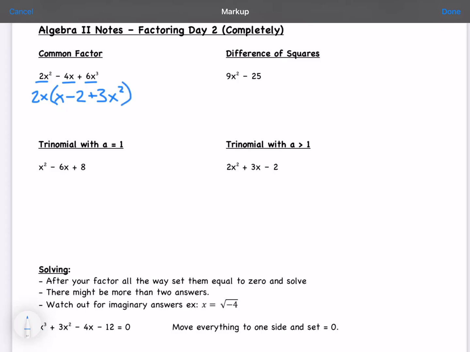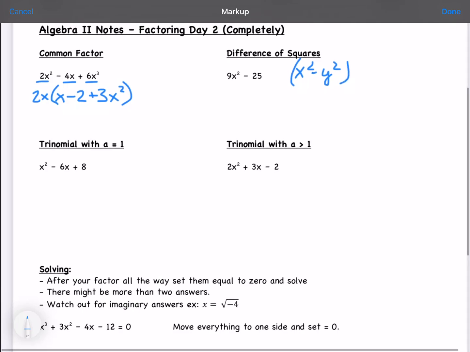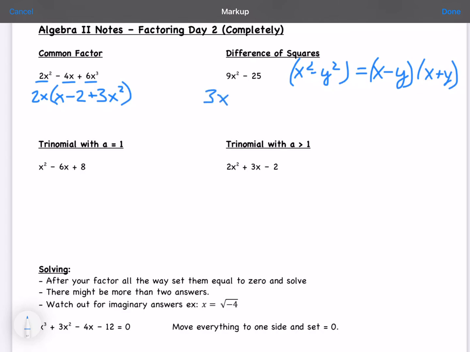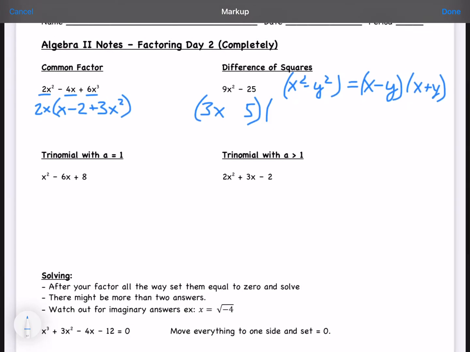Now, difference of squares. This means if we have x squared minus y squared, it's always going to be x minus y times x plus y, or the square root. So the square root of 9x squared is 3x, and the square root of 25 is 5. So we list those twice. So 3x and 5. And I'm going to subtract once and add once. That's all there is for difference of squares. Take the square root of the a term and the square root of the b term.